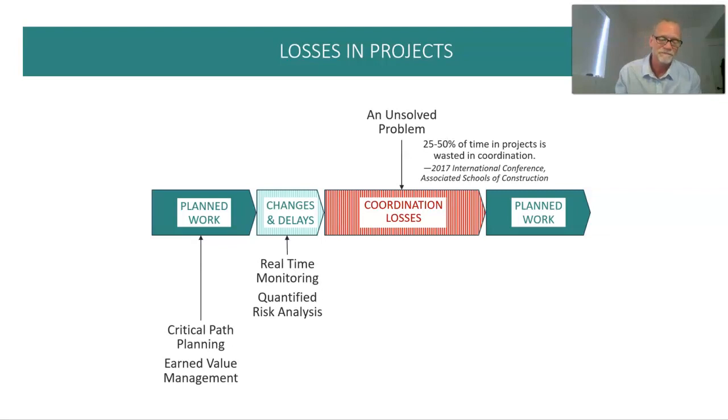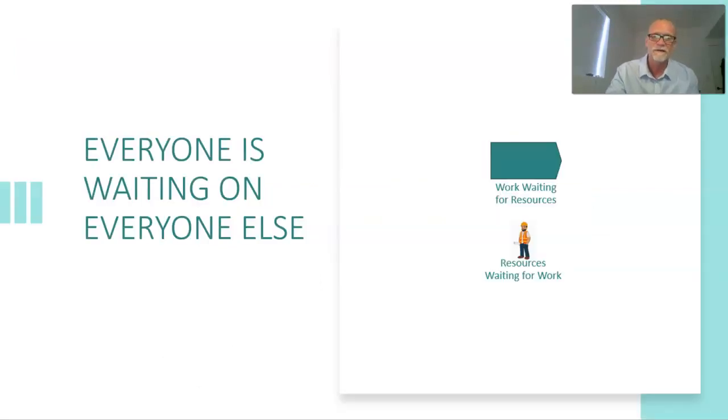Over time, we could find that either the work itself cannot be done because resources are busy doing other things, or the resources themselves are underworked and they're waiting for work to come to them. Those two things can happen, and that increases the coordination losses.